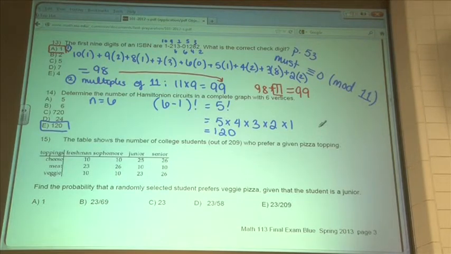Seems we can get halfway through this today, which means we need to get all the way through question 20. I think we're doing good so far.